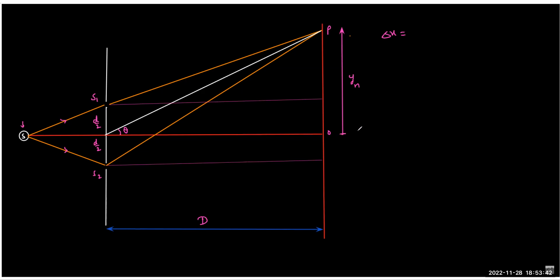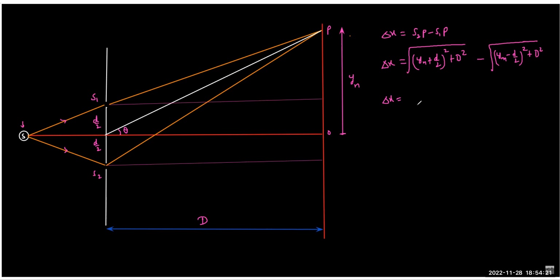Okay. So now what we are going to do is find the path difference, but in a slightly different way. The way of writing is S2P minus S1P, and S2P you can write as the square root of (y plus d by 2) whole square plus D square. Do you realize this? Yes. And S1P will be how much? Square root of (y minus d by 2) whole square plus D square. So this way of derivation is also required, I mean, one should know. I had shown you only one way, the trigonometric one, which is definitely easier.